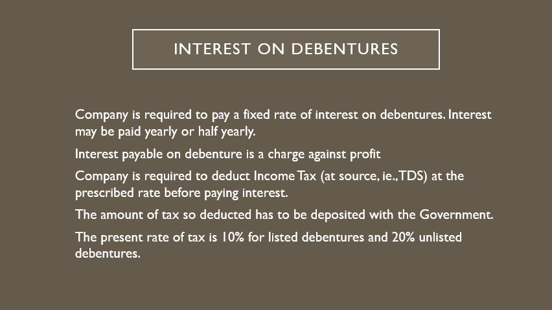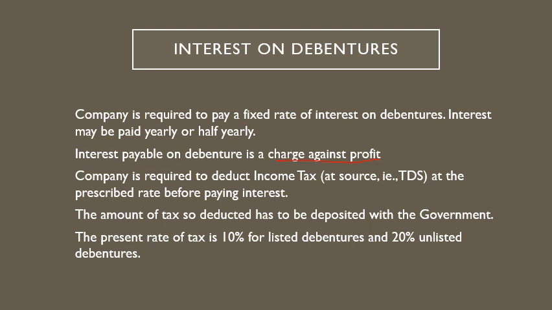So it's a kind of fixed expense for this company. Whether there is profit or not, company have to make the payment of debenture interest. So whether the company is earning or not, that doesn't matter since it is a fixed expense. That's why interest payable on debenture is a charge against profit, which will reduce the profit.